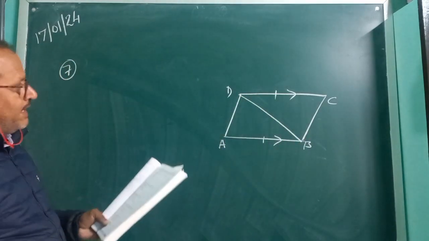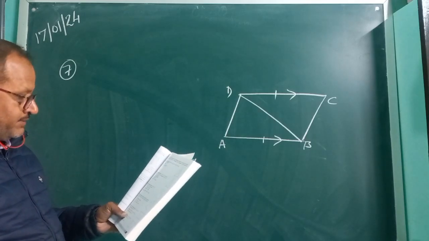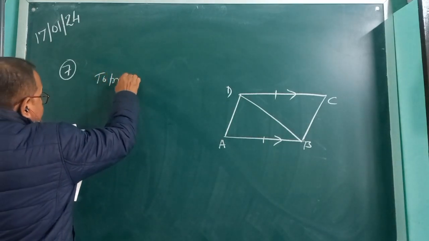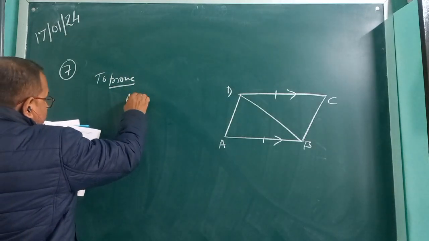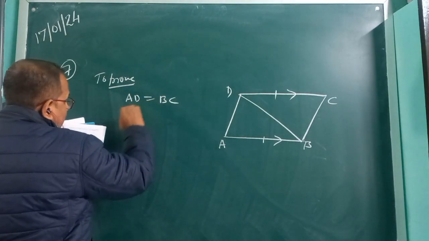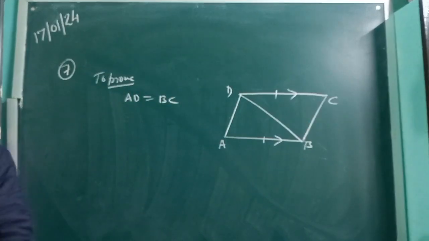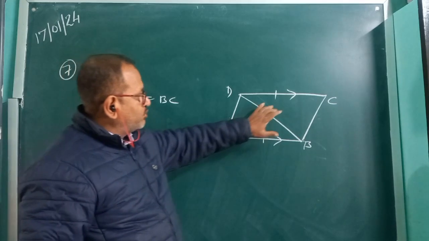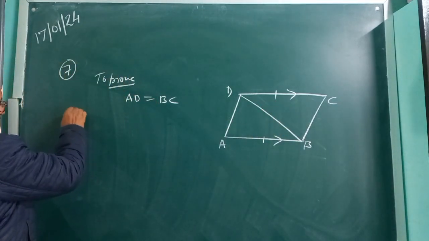So in this figure, AB is equal to DC and AB is parallel to DC. What we have to prove? We have to prove that AD is equal to BC. These two sides are equal. Again we will prove two triangles congruent. So see how we will prove.